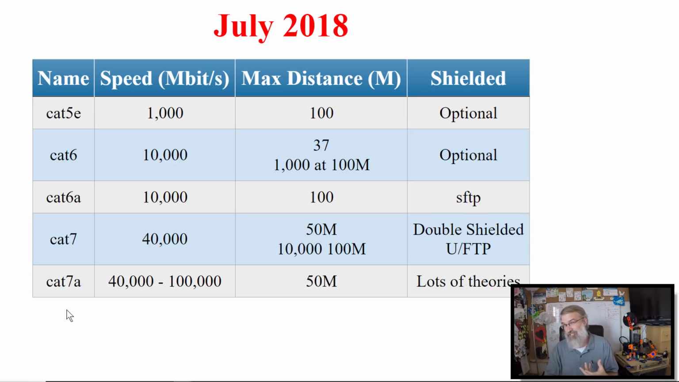Cat6A unshielded, I think, is the next way to go if you're really looking forward 5 or 10 years and you want to go spend a lot of money right now, or a few years from now, to put in 10 gigabit network systems. That's a lot of money right now, but there's the details.